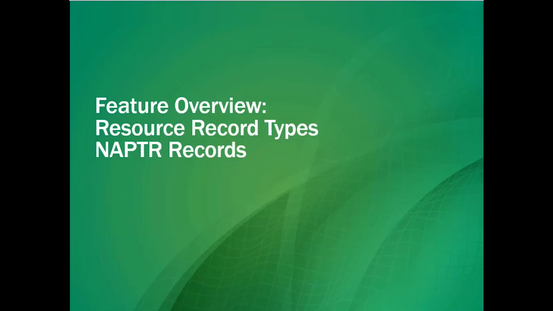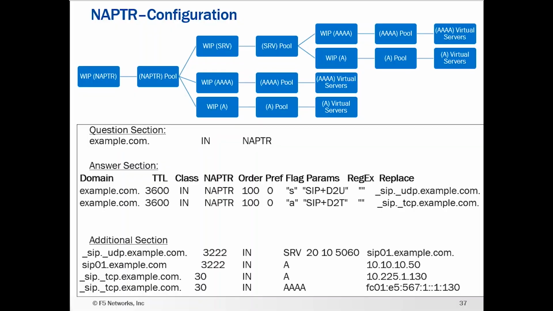Let's talk about NAPTR records. The reason we looked at SRV records first was that NAPTR records are going to use SRV records and A records as targets, as pool members. Once again, our diagram up at the top is showing how we would configure a NAPTR wide IP and what it takes below it. Once again, when the query comes in, it goes from left to right, but when you're configuring it, you're going from right to left.